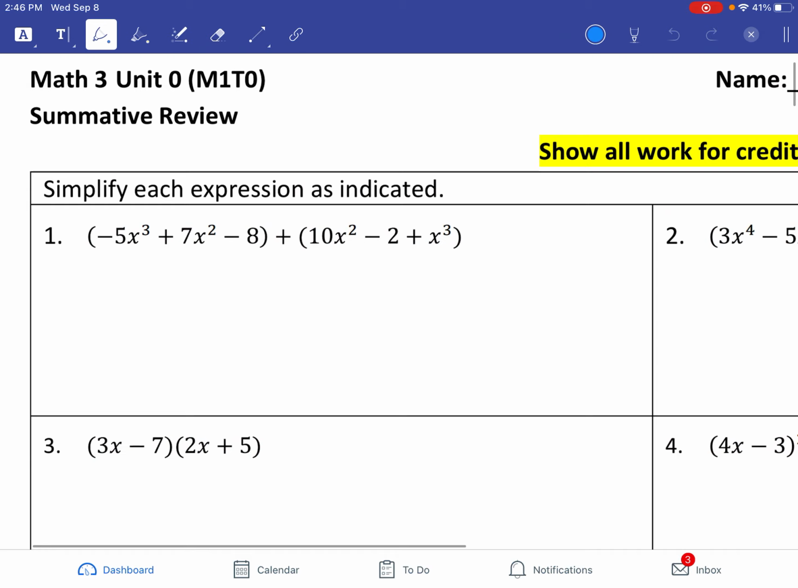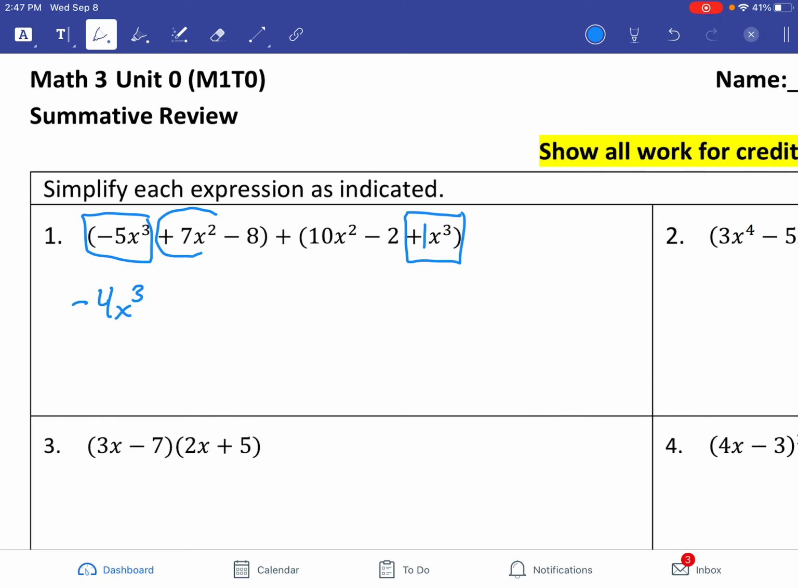So question 1. All we're doing is combining the like terms. There is no multiplication in this problem. You're just adding up the numbers of the terms that are the same. So we have negative 5x to the third and positive x to the third, which is going to have a 1 in front of it. So negative 5 plus 1 is negative 4x to the third. Remember, we're also putting it in the correct order.